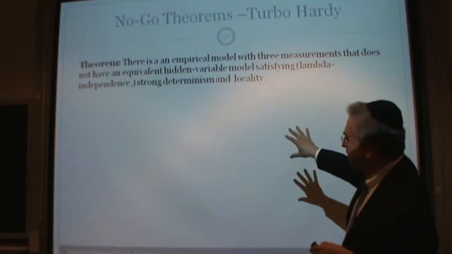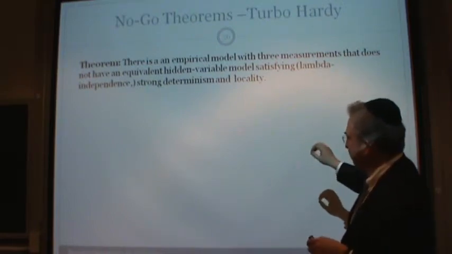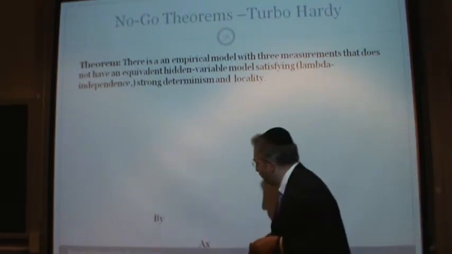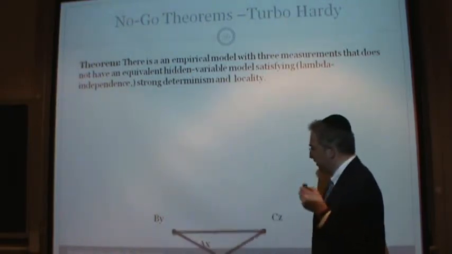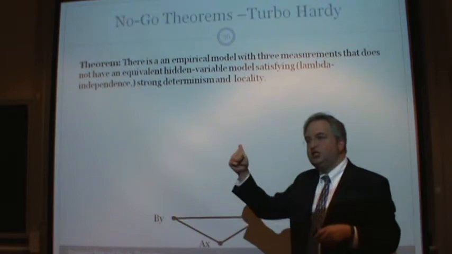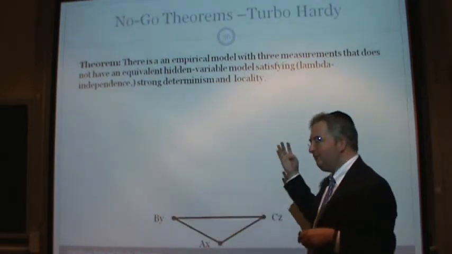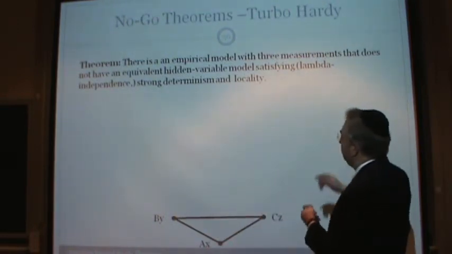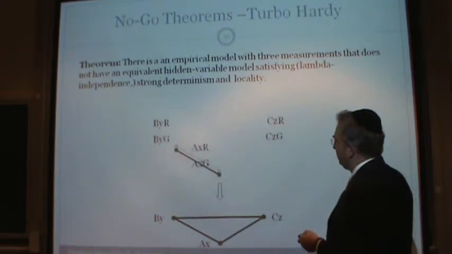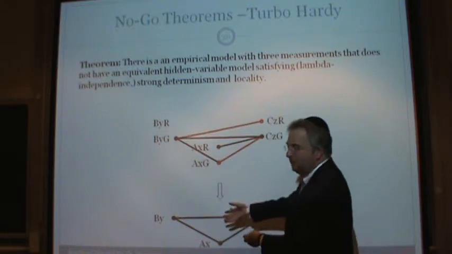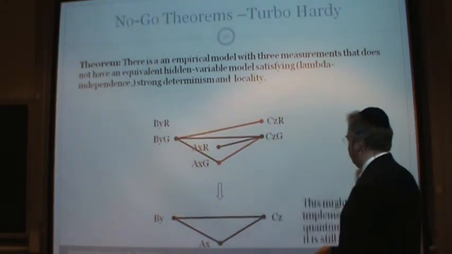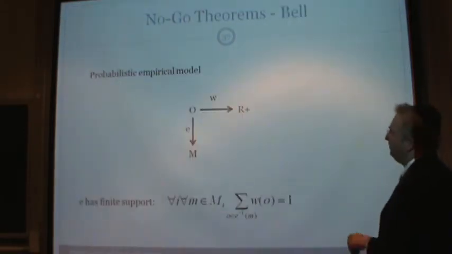Okay, now by looking at that, I was able to come up with an even smaller example. You have 3 people, Ann, Bob, and Carol, each one doing their own thing. Okay, so again, GHZ had 6 measurements, Hardy had 4 measurements. I call this Turbo Hardy, which has 3 measurements. Okay, it's the same thing, but instead of a square, you can do a triangle.